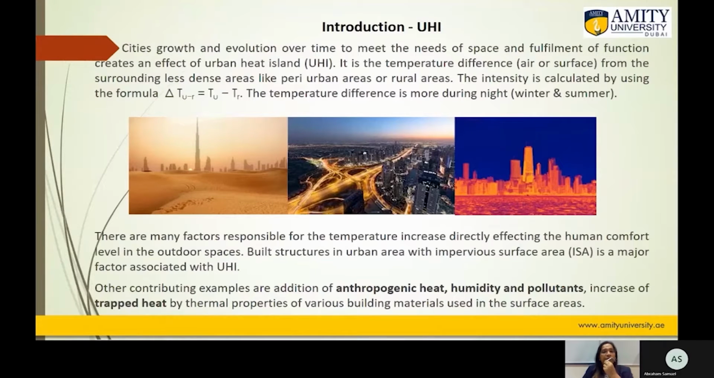For that, we must first know what an urban heat island is. These are small pockets of heat trapped within the built spaces, and that creates a heat island. And how does it develop? It is a temperature difference between the urban area and the rural area, which we calculate with the formula delta T = T urban minus T rural.